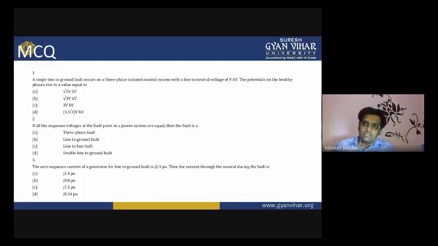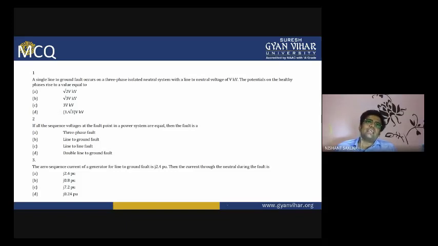In the next session, we will discuss the line-to-line faults. The very first question says that a single line to ground fault occurs on a three-phase isolated neutral system with a line to neutral voltage of V kV. The potentials on the healthy phases rise to a value equal to root 3 V kV, or 1 by root 3 kV. Okay.